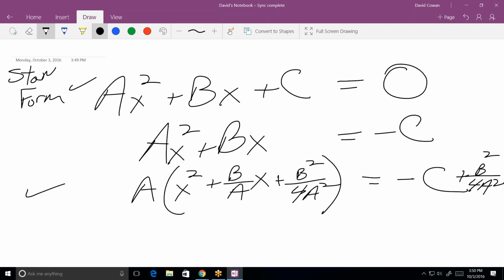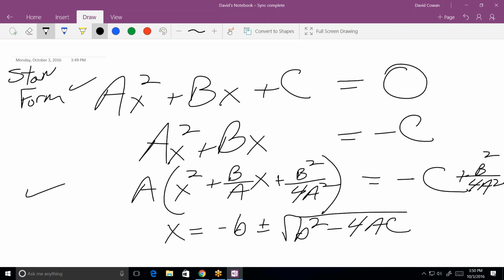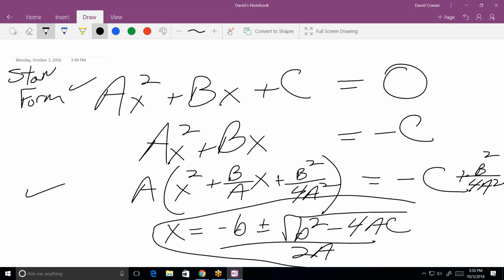You can kind of see where we're going here. In other words, we're going to end up with x equals minus b plus or minus the square root of b squared minus 4ac all over 2a. In other words, this you could always recreate.